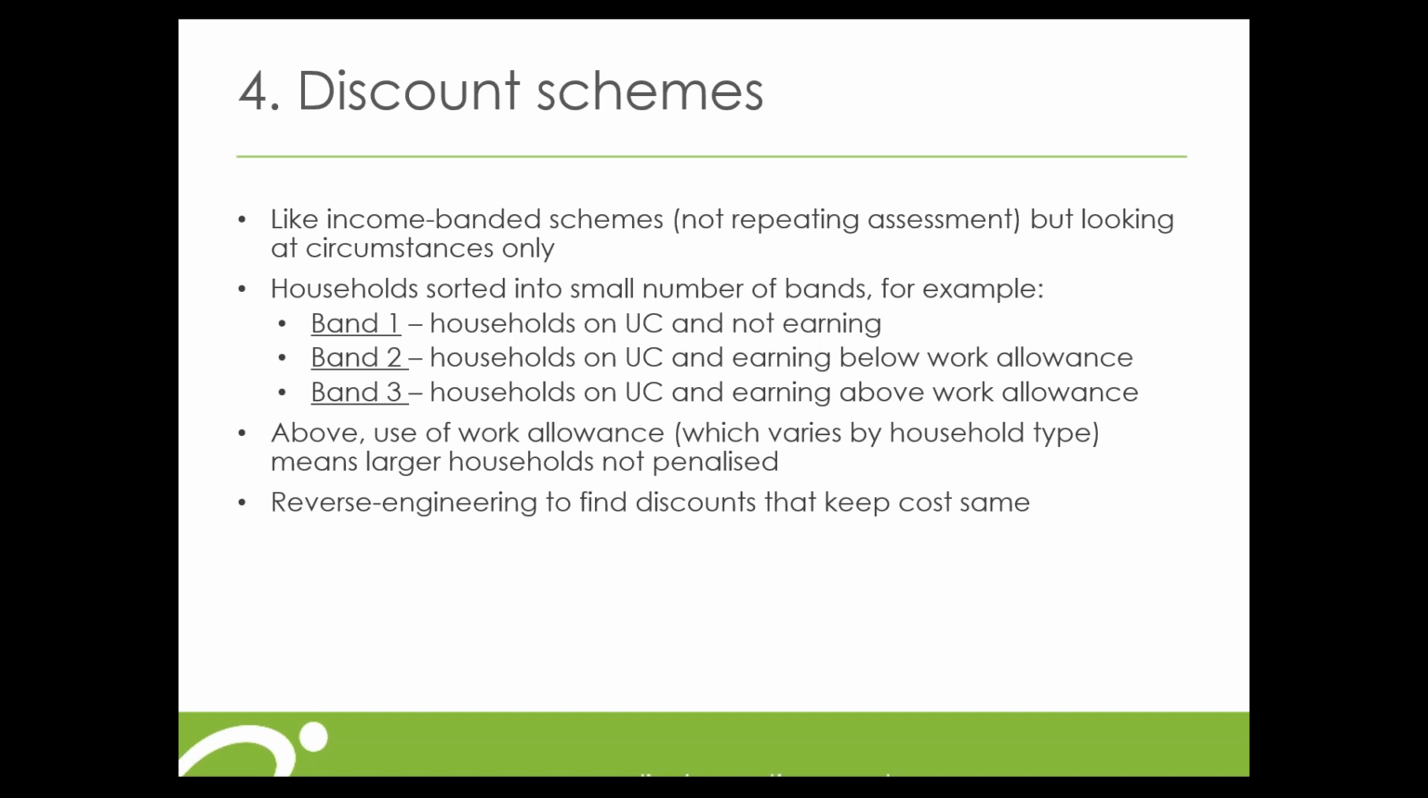Band 2, which had an intermediate level of support, would be for households earning just a little bit, below the work allowance. And band 3 would be for households that were earning quite a lot and would probably not need as much support. So the degree to which you have to look into a household when there's a change is not very deep. You just need to ascertain a few bits of information: A, whether they're on UC, B, whether they're earning or not, and C, if they are earning, whether it's above or below the work allowance. So when a reassessment needs to be done, it's quite quick to do.